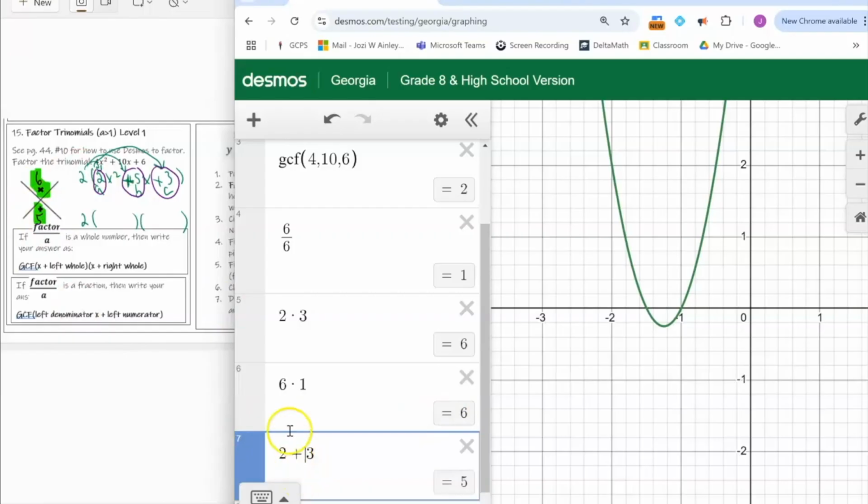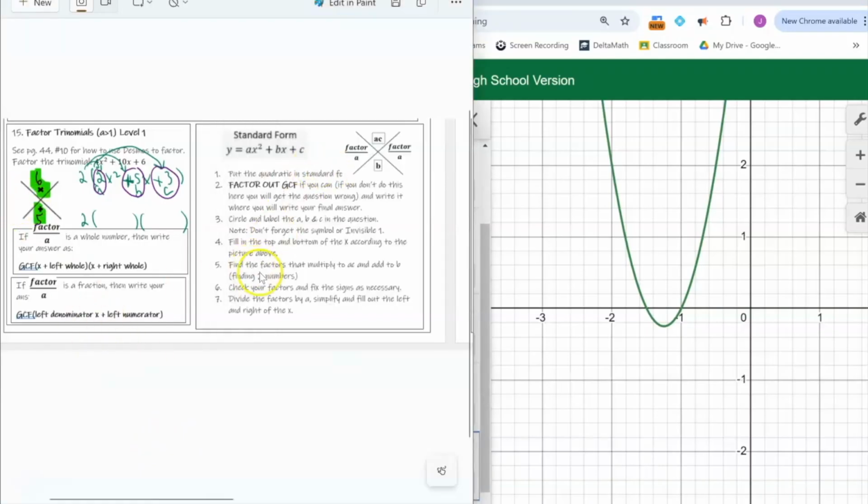Oh, look at that. So the first one, 2 plus 3 gives me 5. So 2 times 3 is 6, 2 plus 3 gives me 5. So that actually works. My two factors, that multiply to 6 and add to 5, are 2 and 3. So my factors are 2 and 3 because 2 times 3 is 6 and then 2 plus 3 is 5.